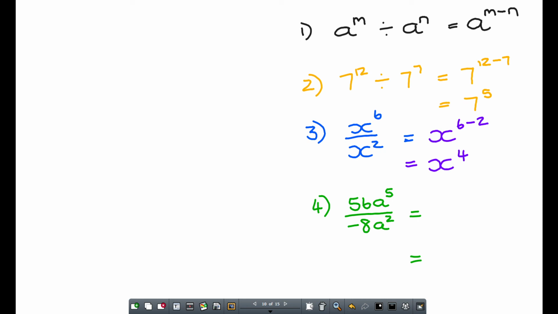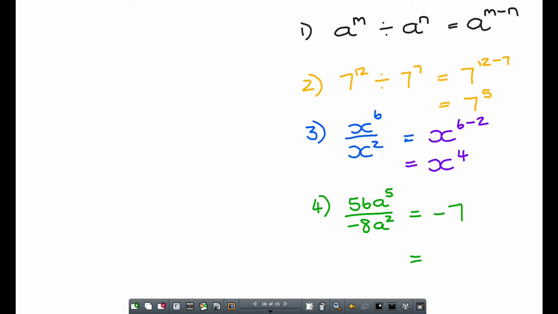Okay. Now, number 4. What I'm throwing in here is coefficients. It's the same as, forget about those A's. Let's say I only gave you 56 over minus 8. What would you have done then if I said simplify? Calculator, and how much does it give you? Minus 7. Okay, so it would be minus 7.